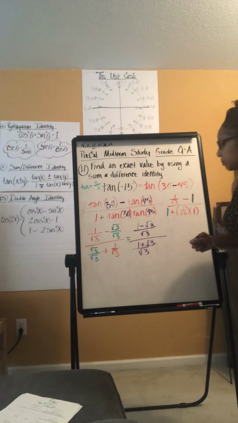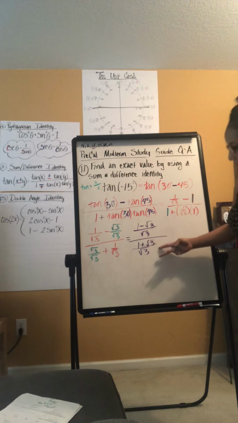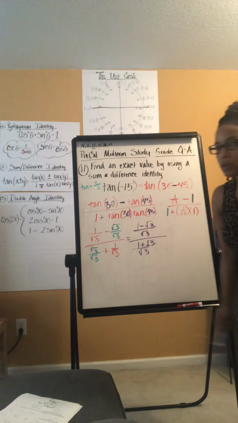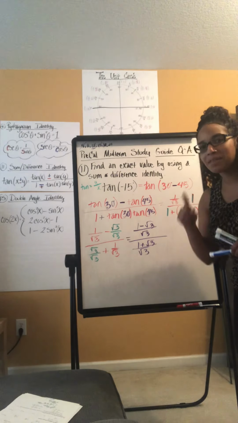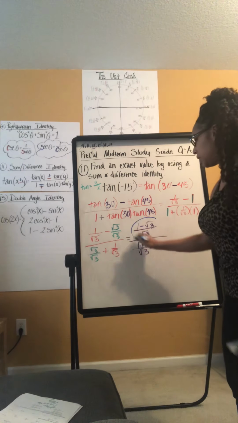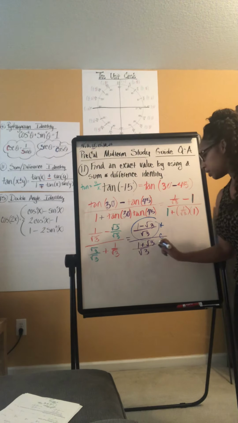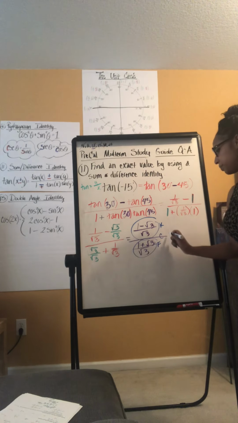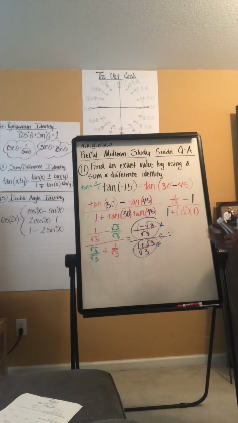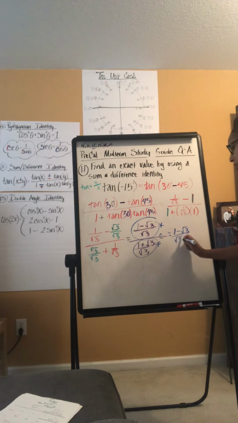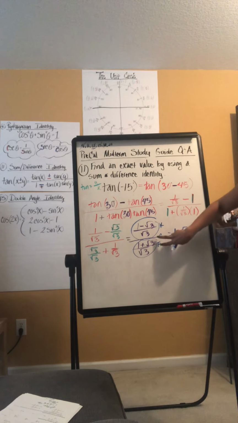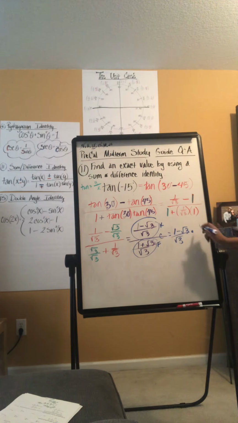Okay, at this point, I have a fraction on top of a fraction, and so I'm going to multiply by the reciprocal. We're going to keep the top, change this division to multiplication, and flip this thing over. So if I kept the top, I would have 1 minus the square root of 3 over the square root of 3. I'll change this to multiplication and flip this thing over. So the square root of 3 will be on top, and on the bottom I'll have 1 plus the square root of 3.